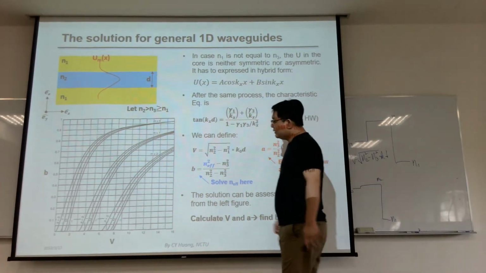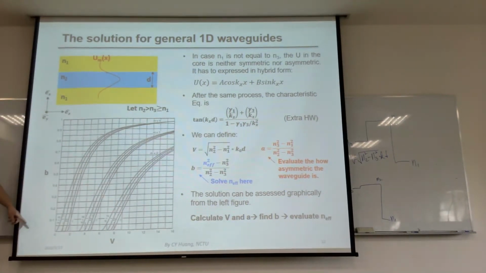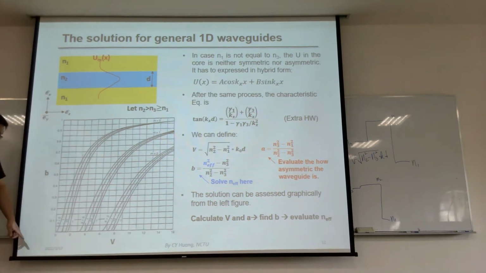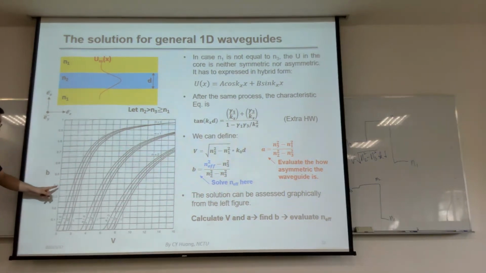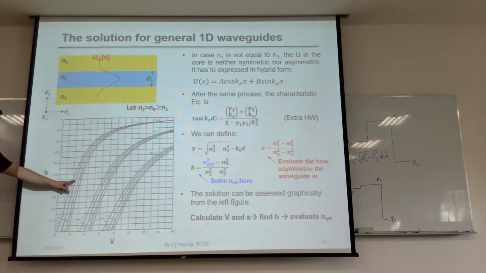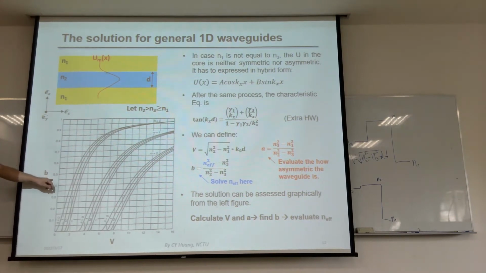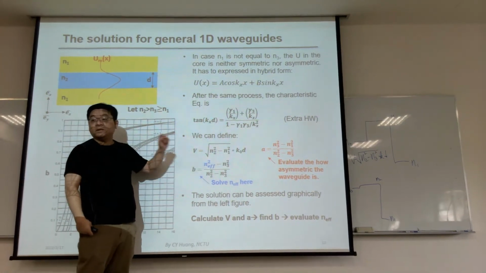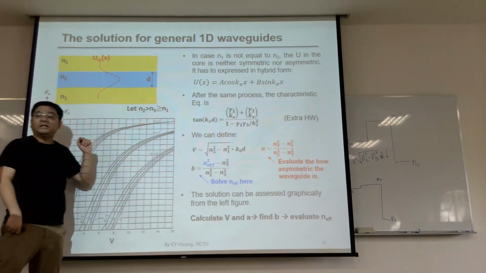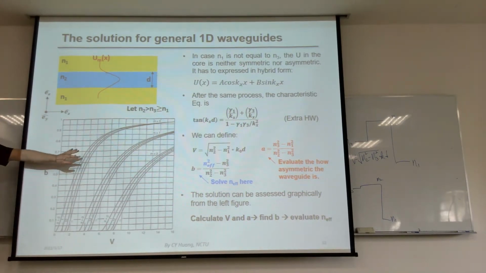Okay. So after solving this equation and plotting it one by one, the final figure looks like this. Alright. So, for example, for a symmetric waveguide, you might have V to be 2. Then, with V equal to 2, you will find that B should be around 0.45. You have a number for B, and you can solve for its NEFF. Alright, so this is the digestion of the graphical approach.